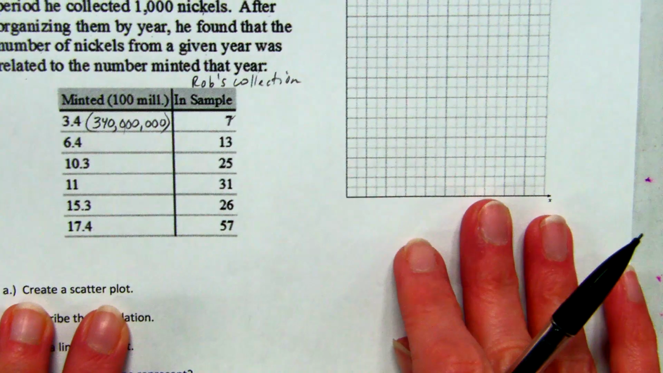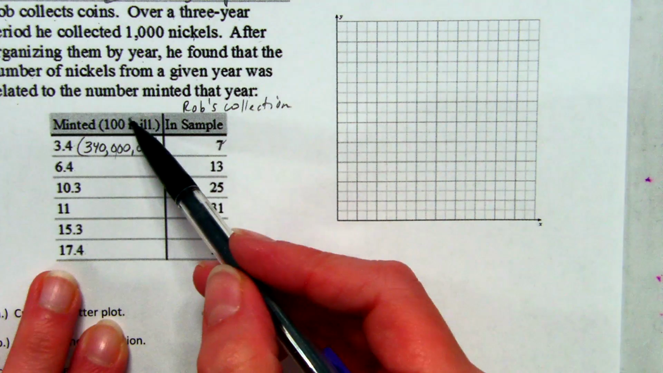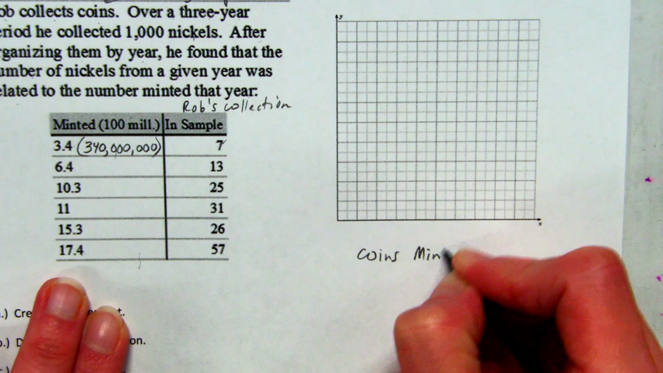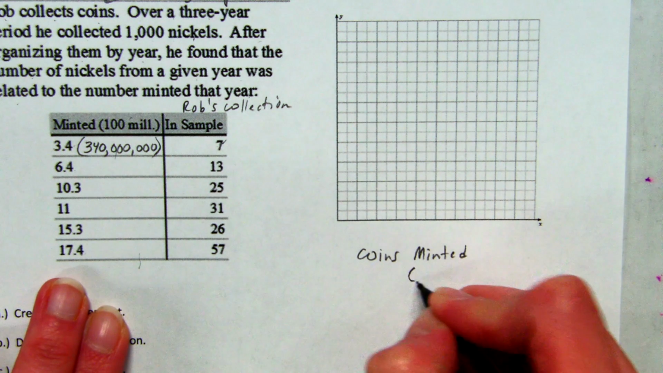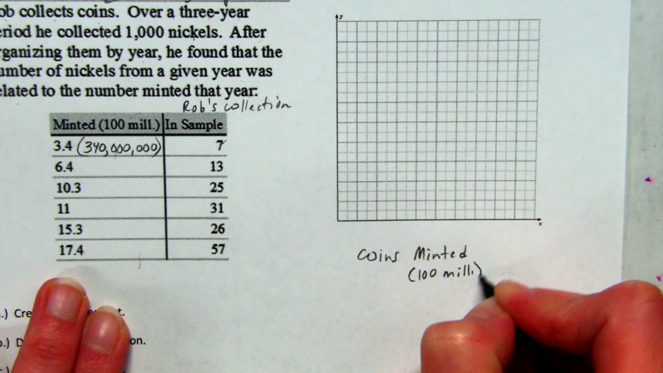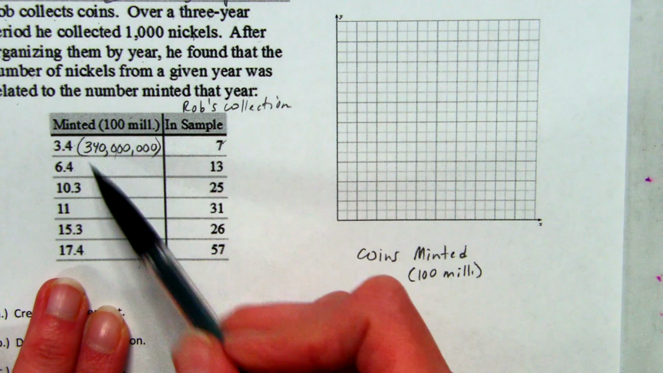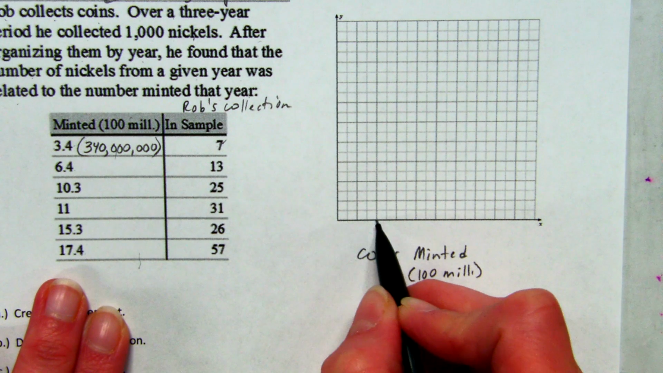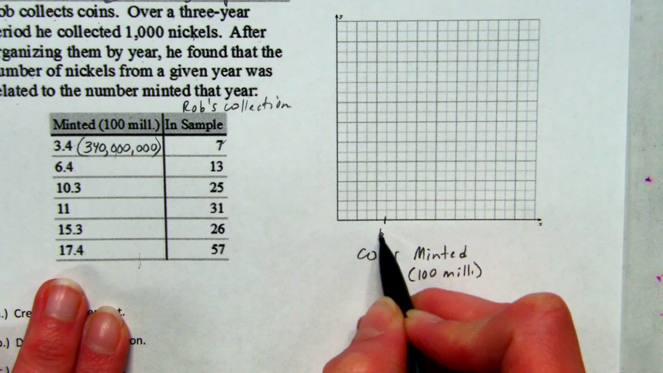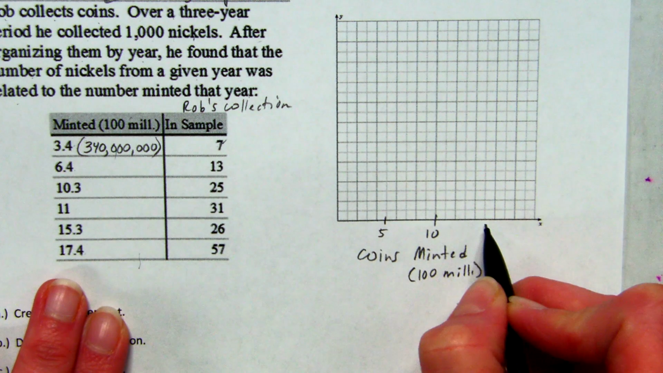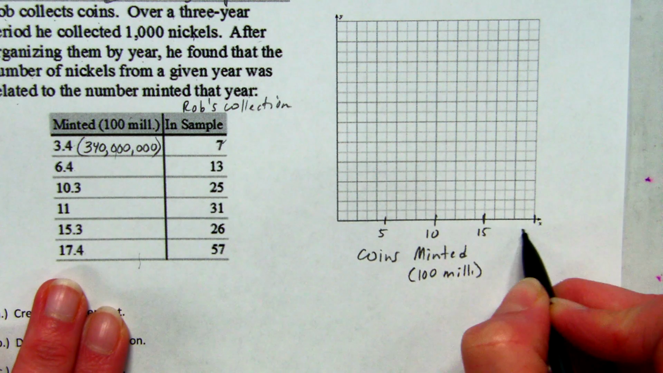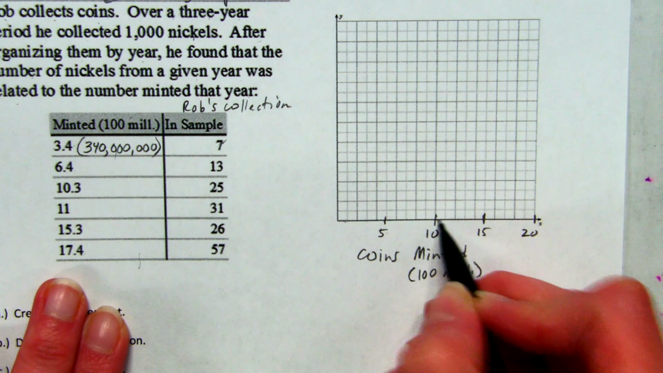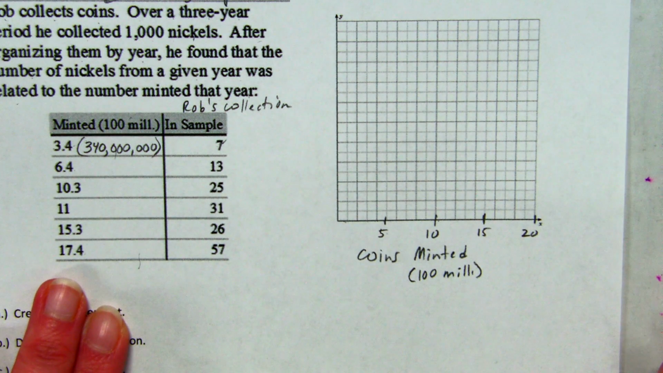So I've gone ahead and put a graph on here for us. Our X is going to be the coins minted. So coins minted in different years, and these are measured in 100 million. We don't need to go any higher than 20. There are 20 boxes going this way. So if you count 1, 2, 3, 4, 5, I'm just going to mark them at the 5, 10, 15, and 20 marks. So each box is worth 1. I'm just choosing to only mark some of them to save us a little bit of time.